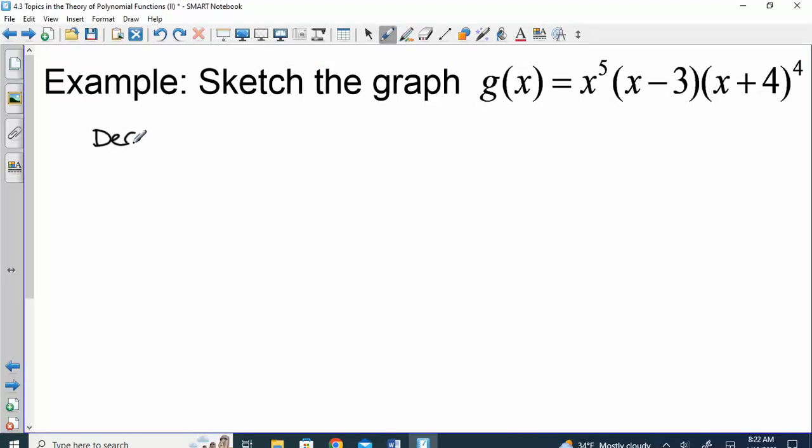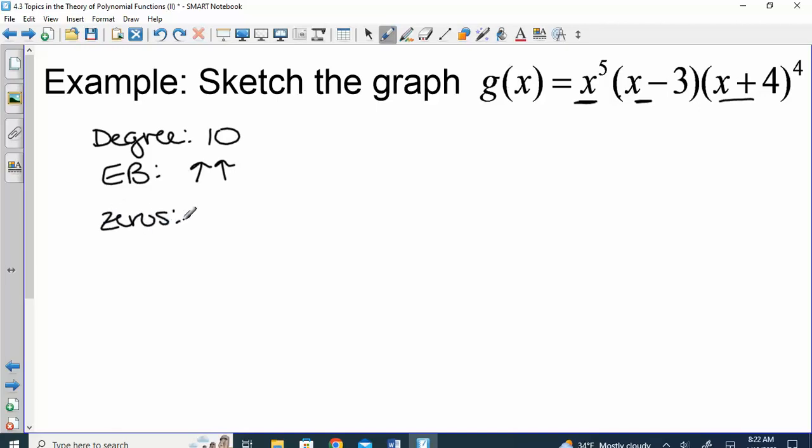I don't even know how we get a y-intercept. So, degree. So you count your x's. We have 5 here, 1 here, and 4 here. So 5 plus 1 plus 4 is 10. End behavior, since it's even and positive, both ends are pointing up.